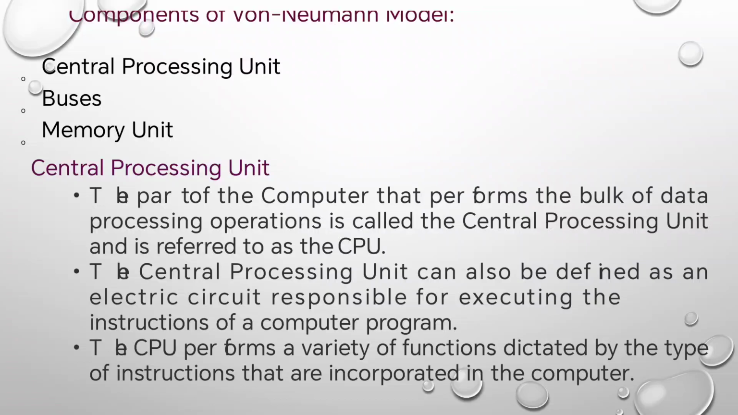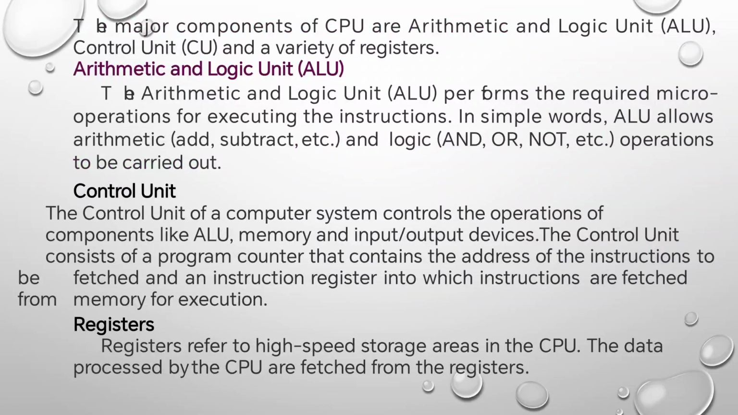Components of von Neumann model: central processing unit, buses, memory unit. Central processing unit: the part of the computer that performs the bulk of data processing operations is called the central processing unit and is referred to as the CPU. The central processing unit can also be defined as an electric circuit responsible for executing the instructions of a computer program. The CPU performs a variety of functions dictated by the type of instructions that are incorporated in the computer.